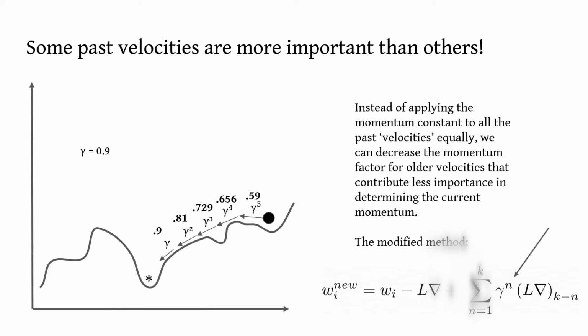And this is what that modified update equation would look like. Instead of having gamma be multiplied by all of the tweaks added together, we are going to raise it to the power of the indexer of the summation and multiply it by each tweak independently.